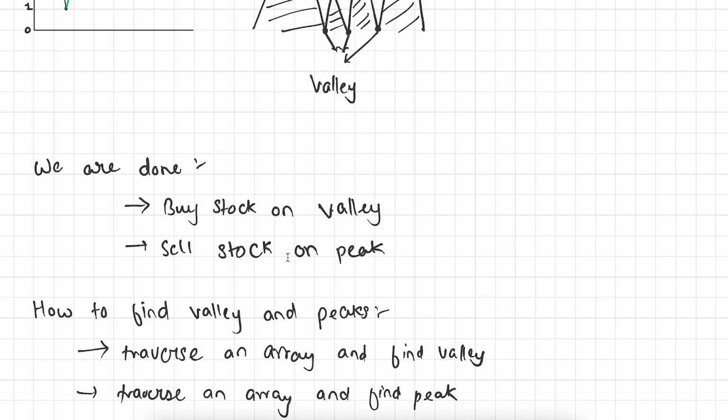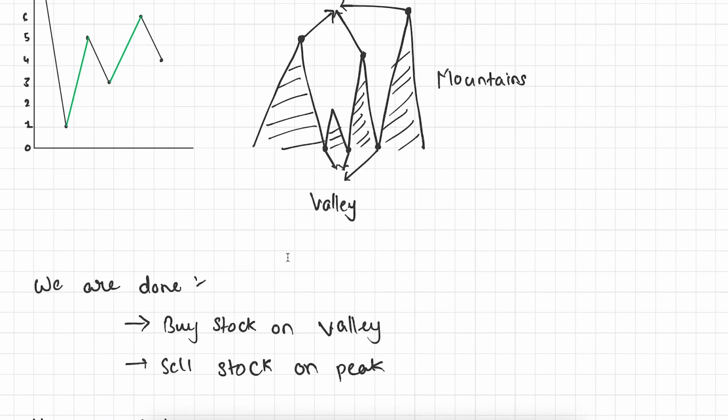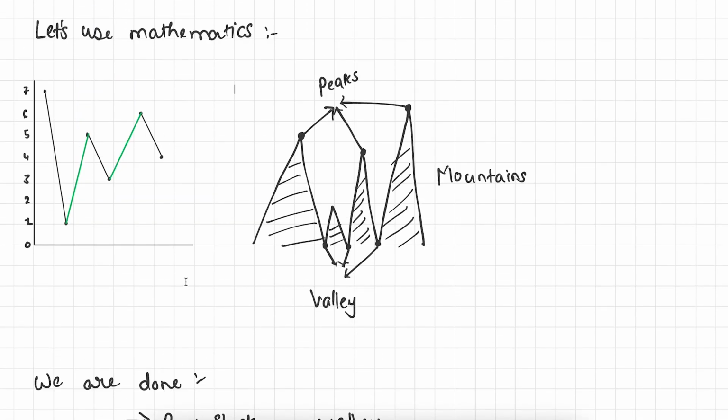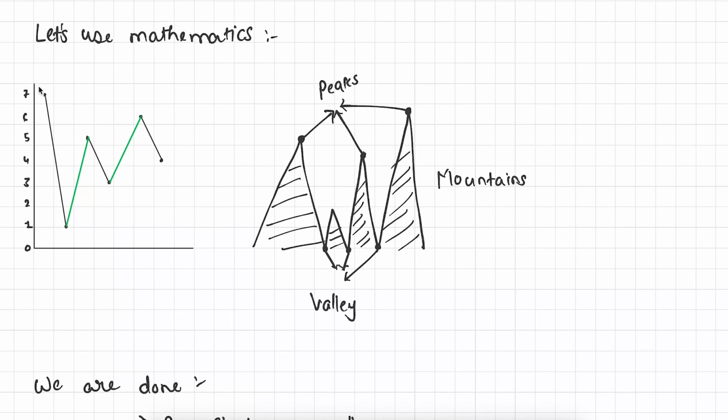But now the question arises: how to find valleys and peaks? Well, the answer to this question is pretty simple. We have to simply traverse the array. And if you see the relationship between peak and valley, you can see that if you start traversing from this point, our next point is smaller than this point. So we are going to traverse starting from this point, go till this point, and again we start from this point and go till this point, and again we start from this point and go till this point.